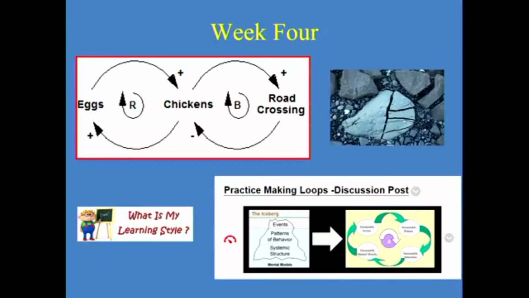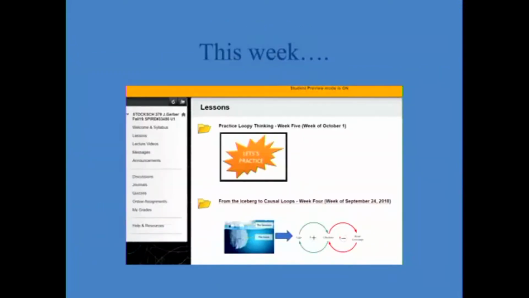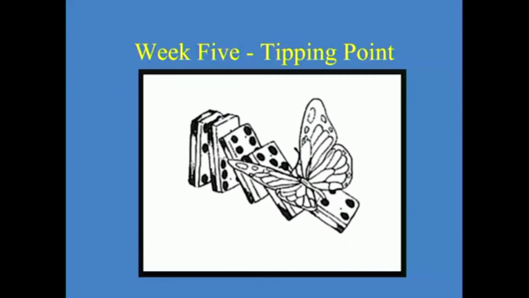I asked you to take the iceberg and turn it into a causal loop diagram. Today, we're practicing using loopy thinking. This is on the blackboard page. We move from simple loops to loops that I'm going to ask you to try to figure out. The tipping point suggests there's an idea of this butterfly effect. Anybody ever hear of the butterfly effect?